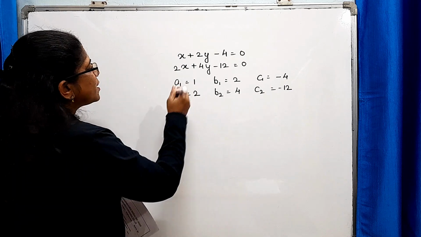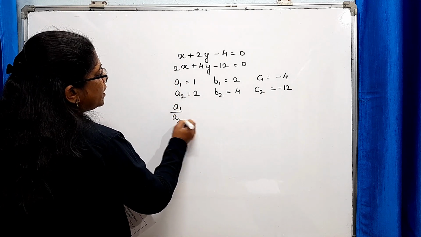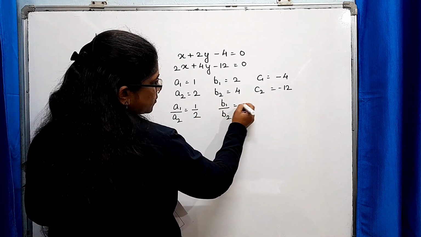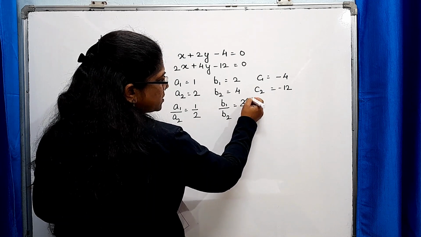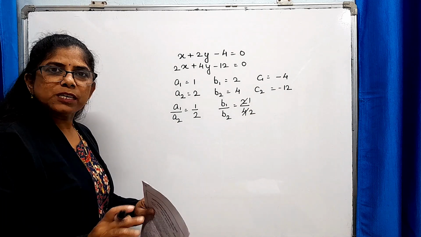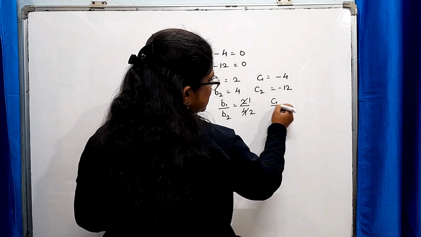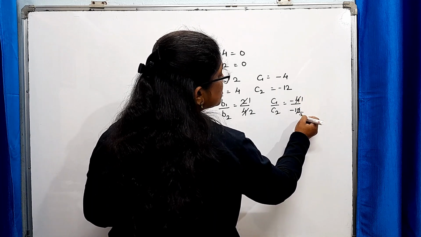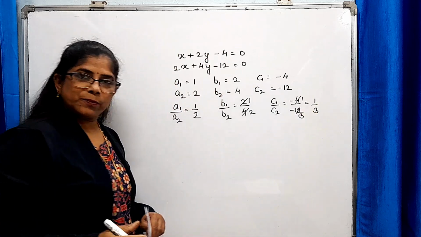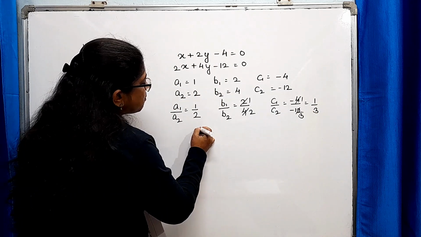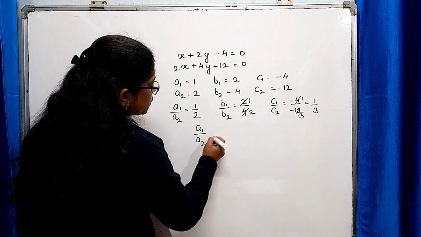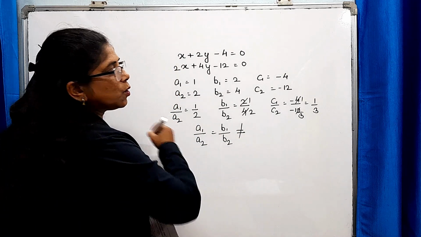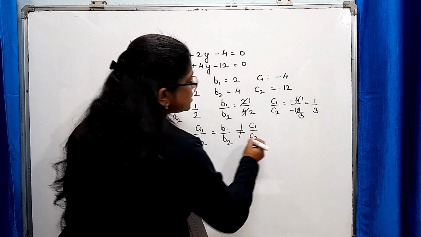Now what we have to do? Compare. a1 upon a2 is 1 upon 2. b1 upon b2 is 2 upon 4. 2 ones are 2, 2 twos are 4, so this is 1 upon 2. c1 upon c2 is minus 4 upon minus 12. 4 ones are 4, 4 threes are 12. This is 1 upon 3. Now let's compare this. a1 upon a2 is equal to b1 upon b2, but this is not equal to c1 upon c2.